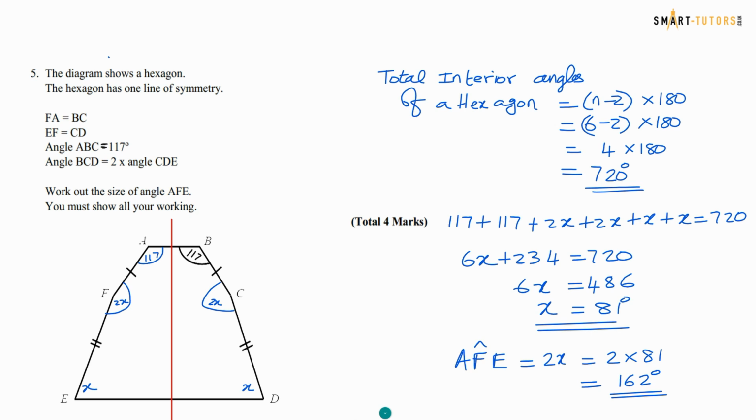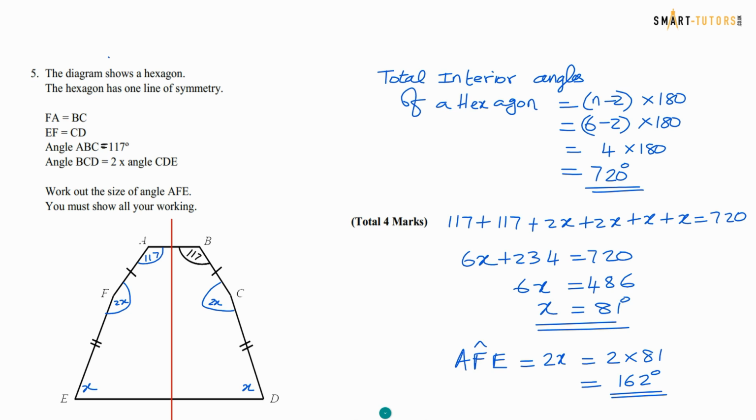Question number 5. The diagram shows a hexagon. The hexagon has one line of symmetry. So I have drawn the line of symmetry in red. The angle ABC is 117, so angle BAF is also 117. And angle BCD is twice the angle CDE. So if CDE is x, then twice means 2x. So this is 2x, and this is x.